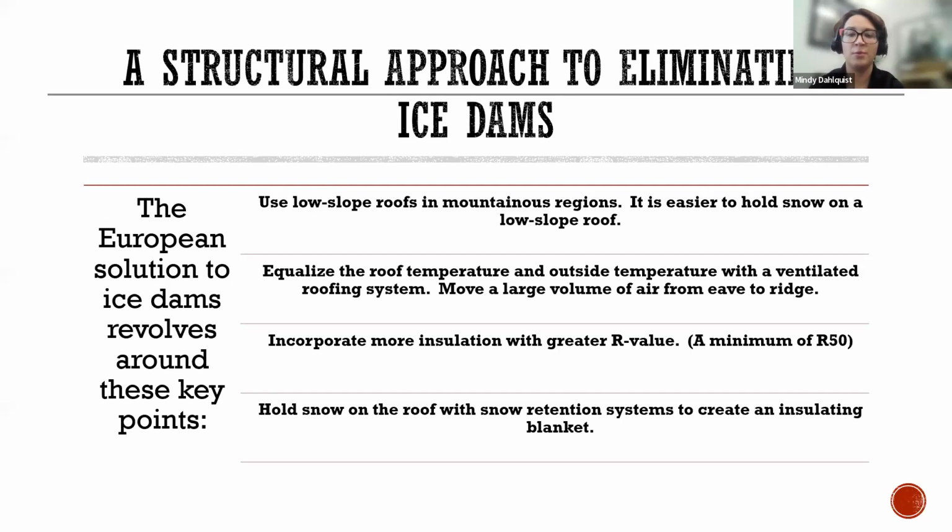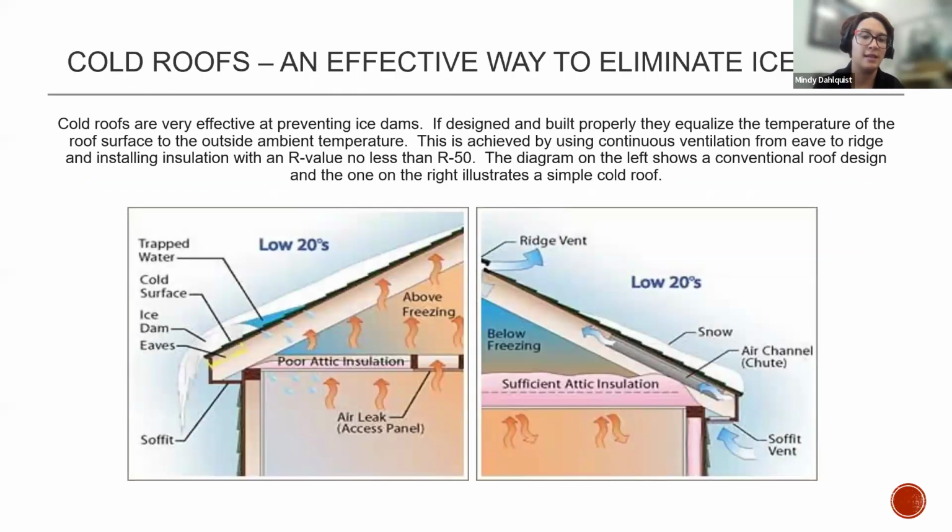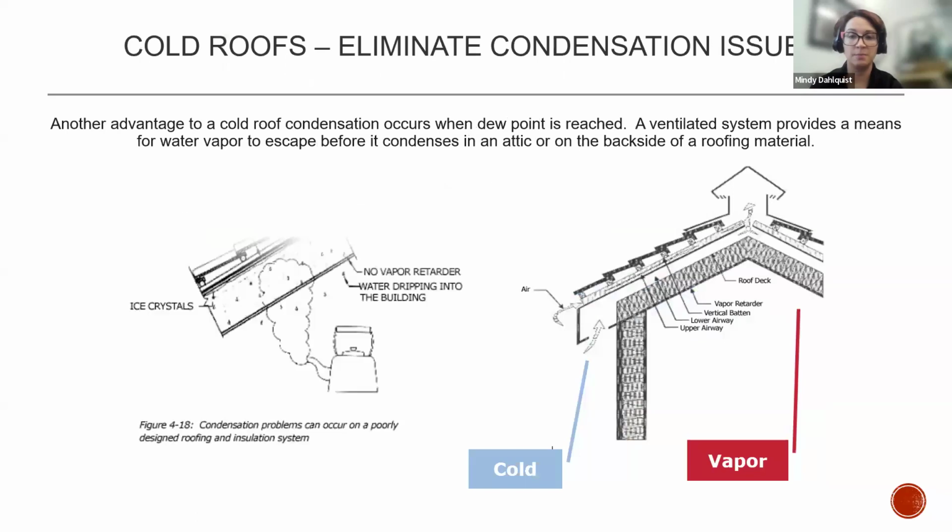And then they're holding snow on the roof with that snow retention system, creating that insulating blanket. The photo on the left will show what a traditional roof system looks like, where the photo on the right is going to show what that cold roof system does depict. So something that's very important for the codes and standards of a cold roof system, it actually calls for like 1/4 of the amount of air that you would actually need to move from eave to ridge to be able to equalize the temperature of your attic to the outside ambient temperature. So if you're unable to take the temperature on the inside and it's the same as the outside, then that is technically not a cold roof system.